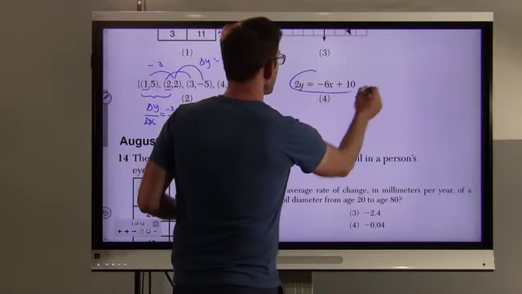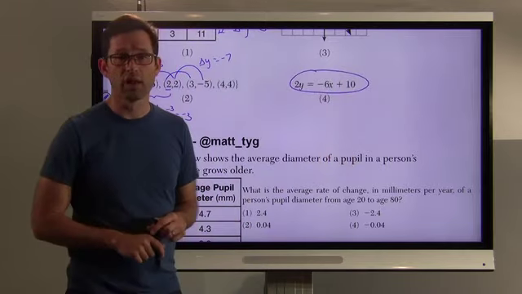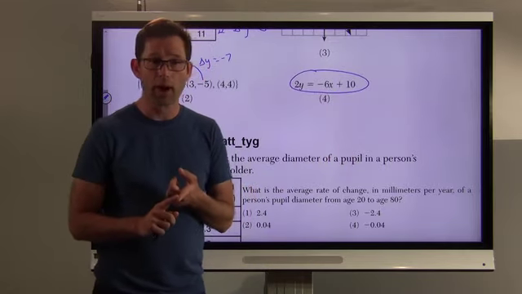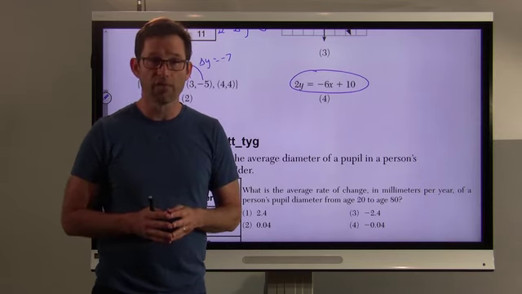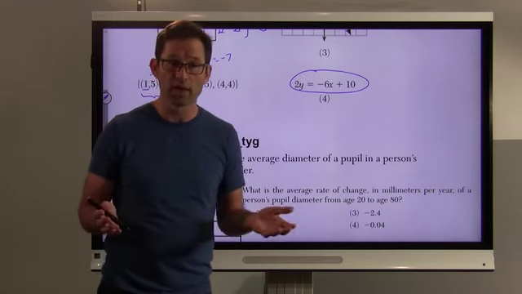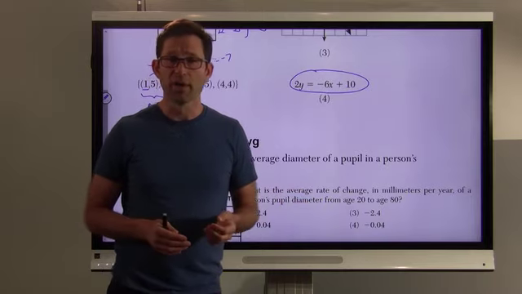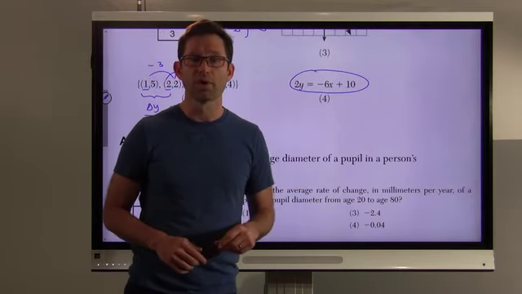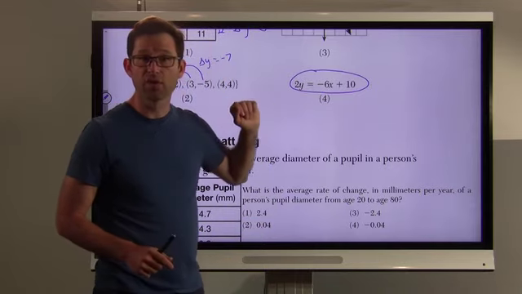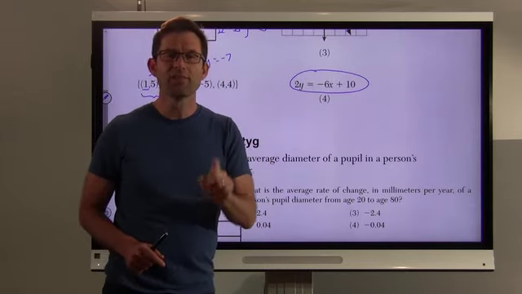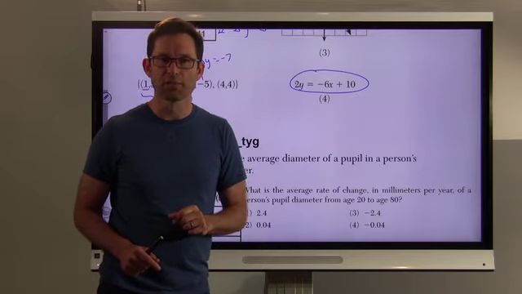This, hopefully, you would recognize is the equation of a line, right? It's not the equation of a parabola because it doesn't have an x squared in it. It's not the equation of an exponential function because it doesn't have an exponent in it, as well as various other reasons. We'll talk more about exponential functions in just a bit. But it's the equation of a line, both y and x are to the first power. The thing is, it's not written in y equals mx plus b form.